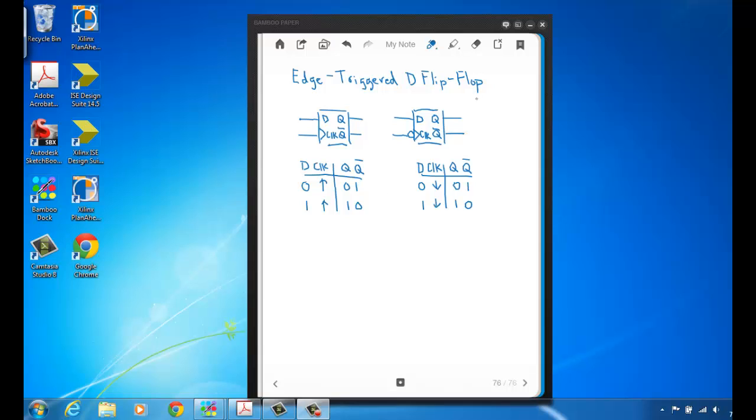Also, the edge trigger D flip-flop can be easily synchronized, and I'll talk about what synchronization is and why it's easier to synchronize with edge trigger D flip-flops than RS flip-flops in a later video. But what I have here are the symbols and also the truth tables of the two different types of edge trigger Ds. This one here is called a positive edge.